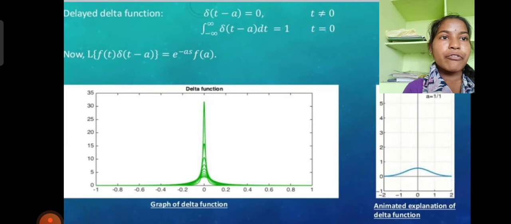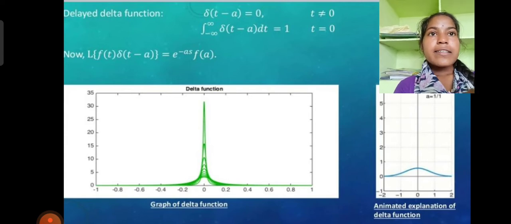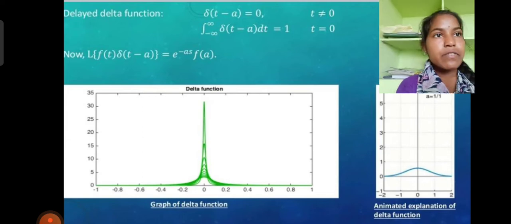Animated explanation of delta function. Delta of t minus a is equal to 0, t not equal to a. Next, the integration from minus infinity to infinity of delta of t minus a dt is equal to 1, at t equal to a.